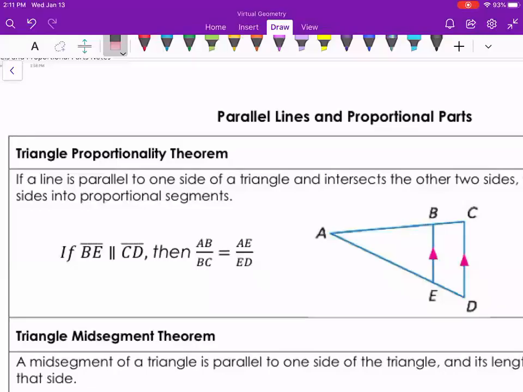All right, hi everyone. We're looking at our next topic, which is the parallel lines and proportional parts of our similarity of ratios and proportions. So we're going to look at a couple of theorems today. The first is the triangle proportionality theorem.